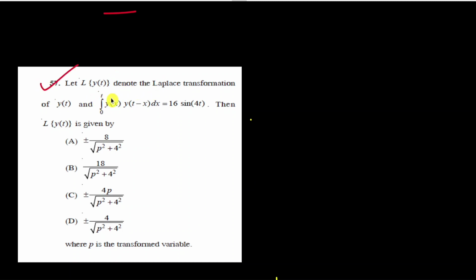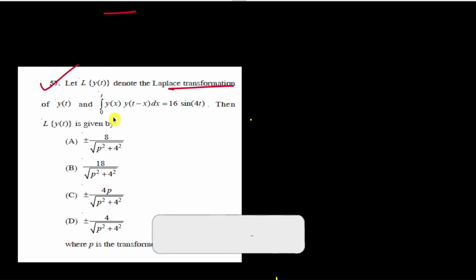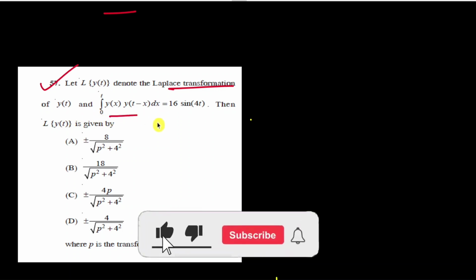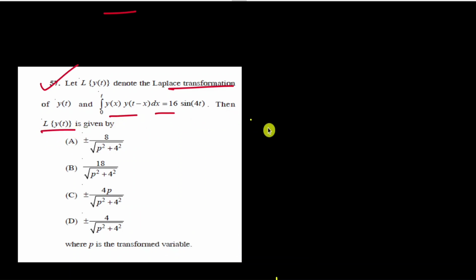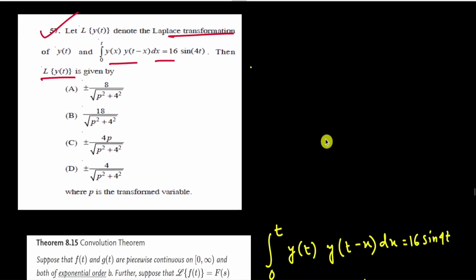Question number 57 says that let L of y(t) denote the Laplace transform of y(t), and given that integration 0 to t y(x) y(t minus x) dx equal to 16 sin 4t, then Laplace of y(t) is given by. This question is based on the convolution theorem of Laplace transform.